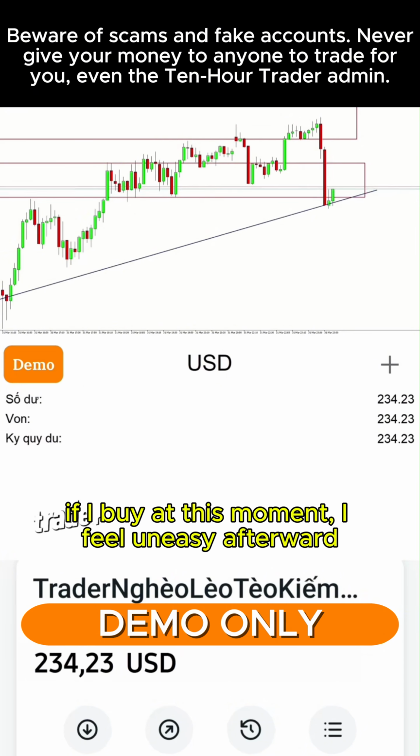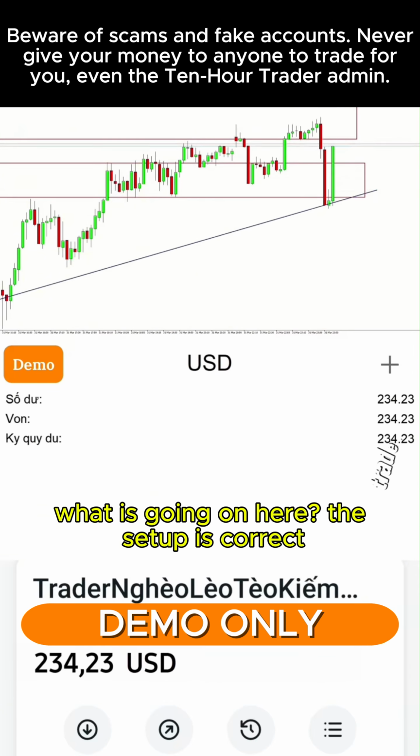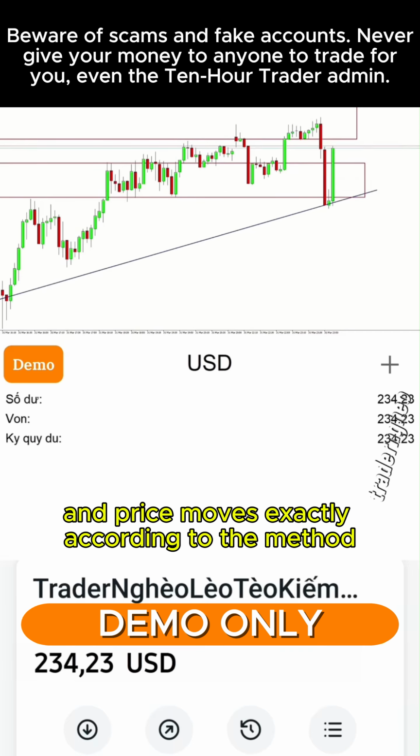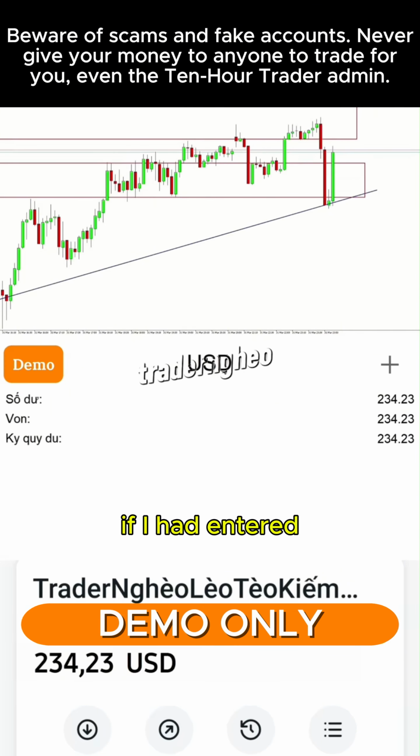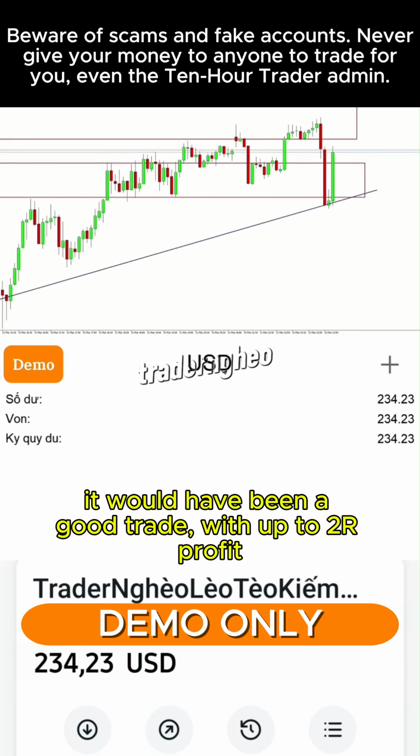If I buy at this moment, I feel uneasy afterward. What is going on here? The setup is correct and price moves exactly according to the method, but I still do not enter the trade. If I had entered, it would have been a good trade with up to 2R profit.